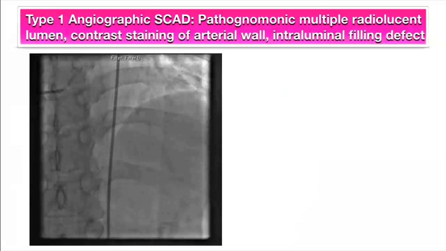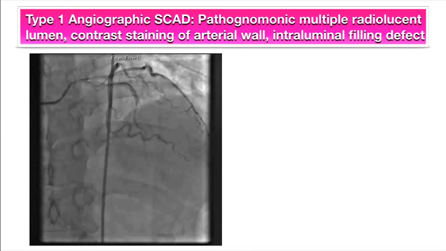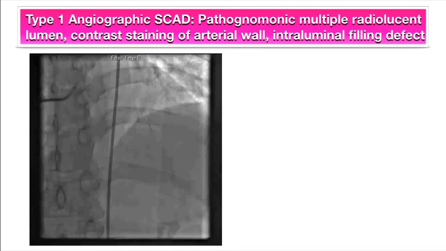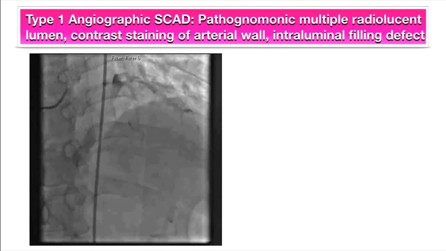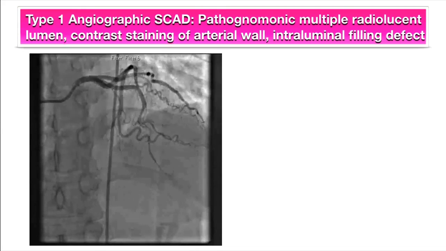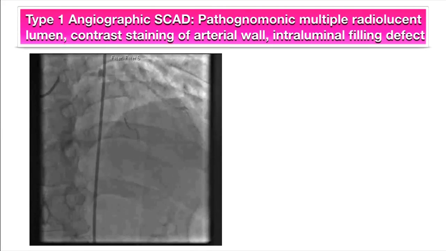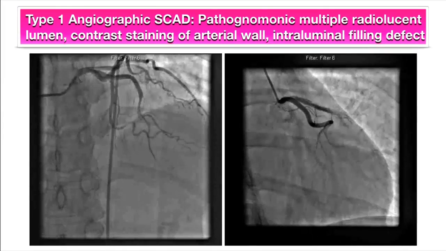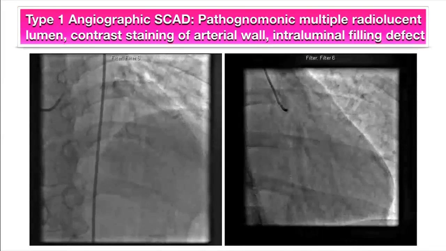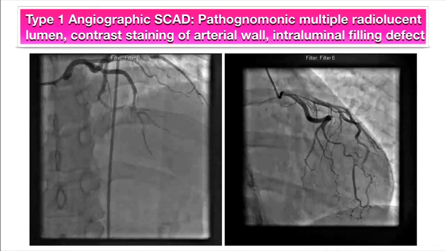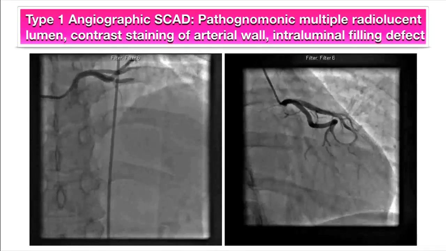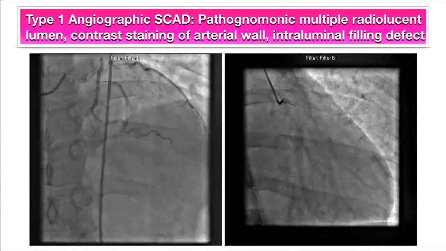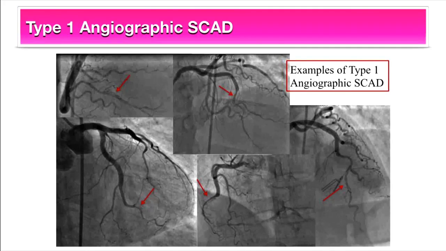2, and 3. Type 1 is the standard pathognomonic changes seen on coronary angiogram, which includes multiple radiolucent lumens, contrast staining of the artery wall, or intraluminal filling defect. You can see on the left screen here a spiral dissection of the mid to apical LAD with complete occlusion of the vessel. And on the right-hand side is a more subtle abnormality in the obtuse marginal branch in the proximal to mid part of this vessel. You can see towards the mid part of the vessel, the most severe stenosis, there was contrast extraluminal staining of the artery wall. So it can be subtle or it can be more obvious, and these are the other examples of type 1 angiographic SCAD.